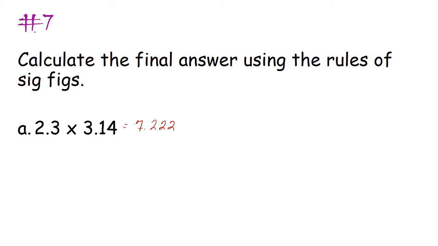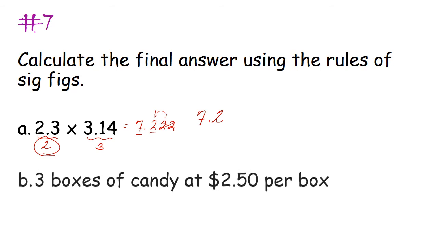7.222. This first term has how many sig figs? Correct, 2. This one has 3. So how many can your answer have? That's right, it can only have 2 significant figures. I care about this one, I care about this one. I cannot change the place value of these numbers, but I can round appropriately. Well, this 2 and this 2 I don't need, but you do have to pay attention for rounding rules. So your final answer, 7.2. Give this next one a try.